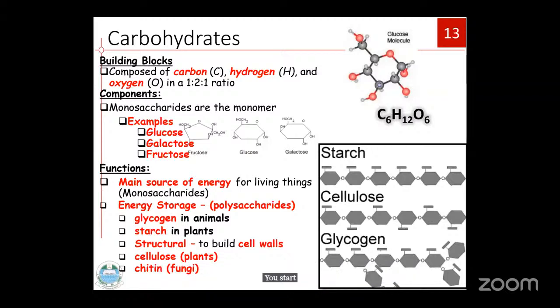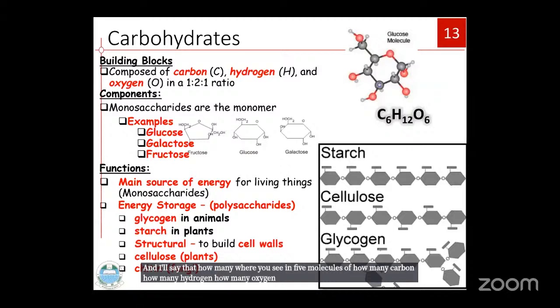If one glucose is C6H12O6, how many carbon, how many hydrogen, how many oxygen will you see in 5 molecules? Or what will the formula be? If 1 is 6, 5 will be 6 times 5.